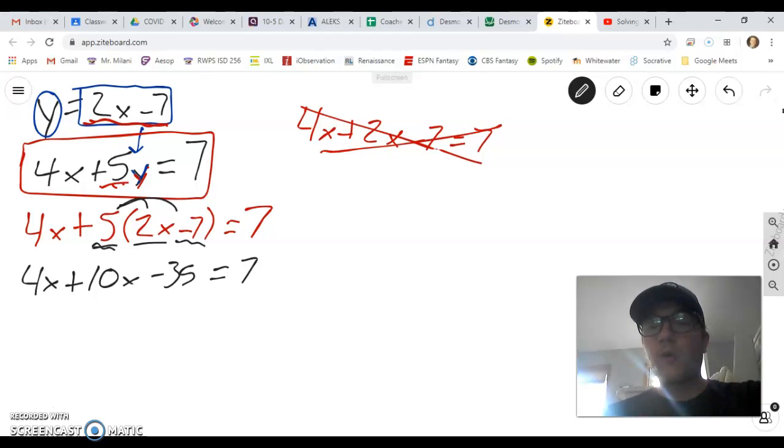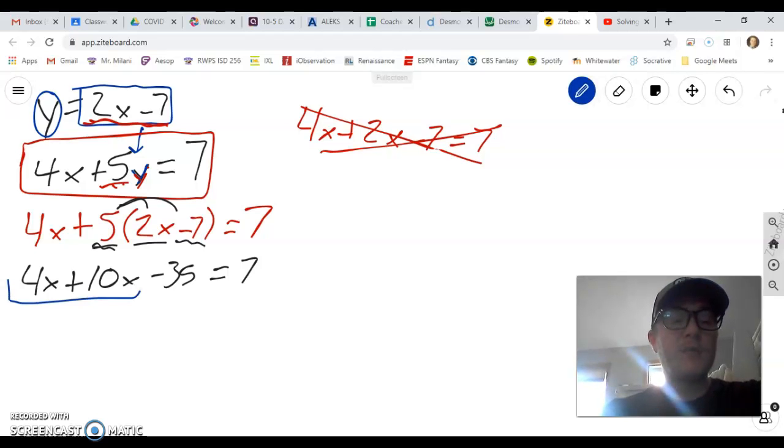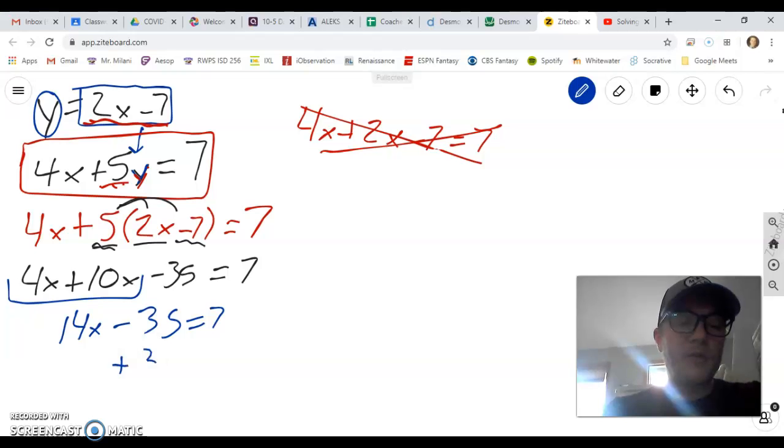This is a situation where we're almost done and you've seen multiple times. Combine like terms. 4x plus 10x is going to be 14x. 14x, that minus 35 hasn't gone anywhere, equals 7. Now we're just about done. We're going to add 35 to both sides.